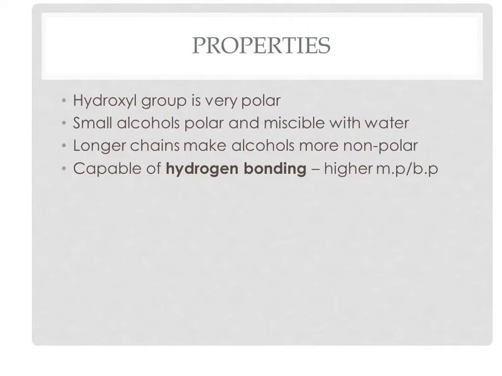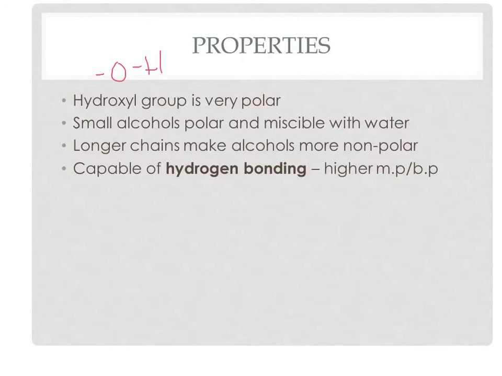An important property of alcohols is that the hydroxyl group is very polar. We know that from last unit with the electronegativity difference between the hydrogen and the oxygen. This is different to alkanes, which only have carbon-hydrogen bonds and are very nonpolar. This means that small alcohols are polar and miscible with water. That's because the polarity of the hydroxyl group overpowers the non-polarity of the small hydrocarbon group and allows it to be soluble with water.